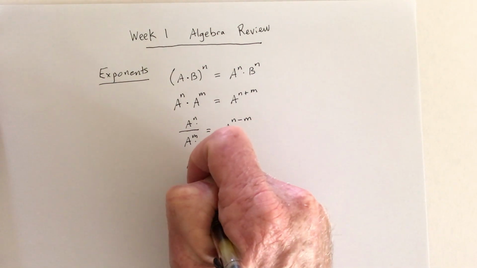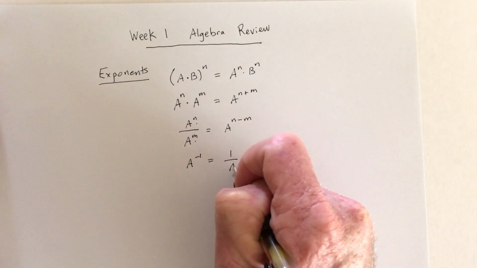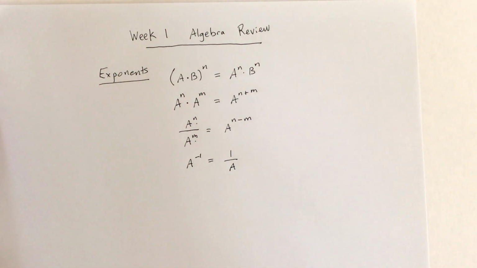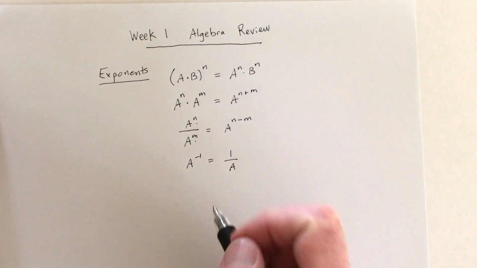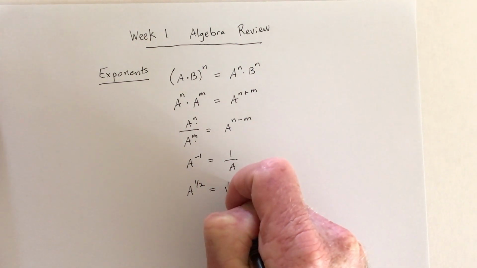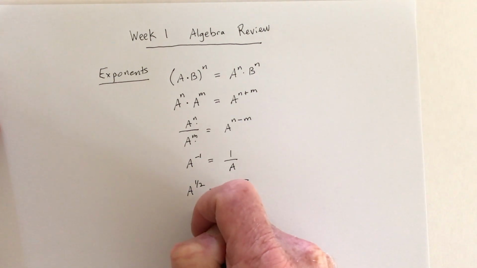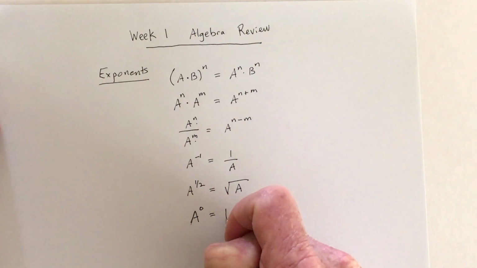Another important one is when you have a negative exponent, then what that means is you invert whatever was being raised to that exponent. So a to the negative 1 becomes 1 over a. Another useful one is if you have a to the 1/2, that's the same thing as square root. So with this lecture, I'm going to try to keep the theory down to a minimum and show as many examples as possible. There's just one more in this theory part, and that is if you have a raised to the 0, then that equals 1.